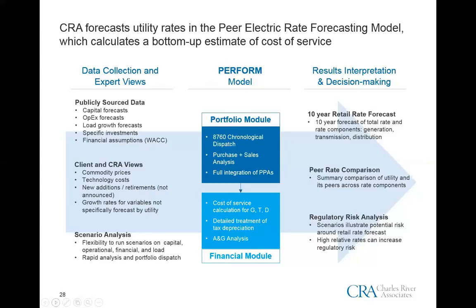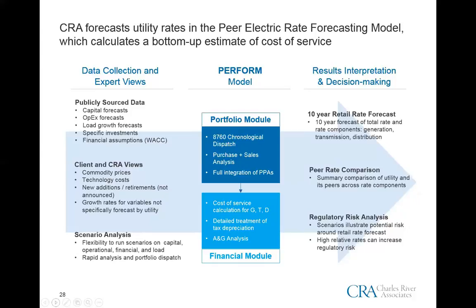This model is based on a whole series of key inputs, publicly sourced data on CapEx forecasts that are published by the utilities through investor presentations and 10Ks, financial assumptions that come out of their rate cases, as well as our views or client views on commodity prices and technology costs of new builds and new additions and retirements. And of course, we have the ability to run through scenarios and certain sensitivities to test all of those inputs on the left-hand side of this graphic.